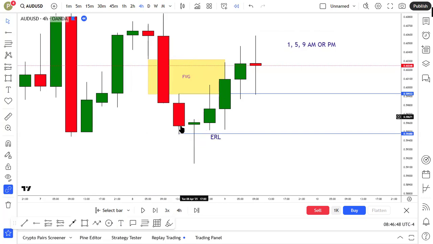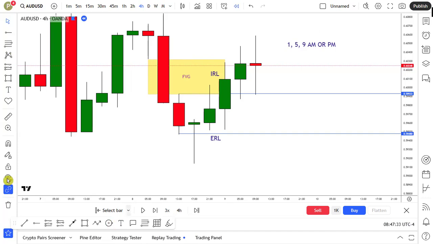As you know, in CRT we use the power of 3, the AMD setups: accumulation, manipulation, distribution models. This was the external range liquidity. Price took this low and went into the internal range liquidity, which was our fair value gap. This is how you can combine CRT with this style of trading, combining internal and external range liquidity. This worked perfectly. We could have made a lot of money if you took a buy from this third candle.